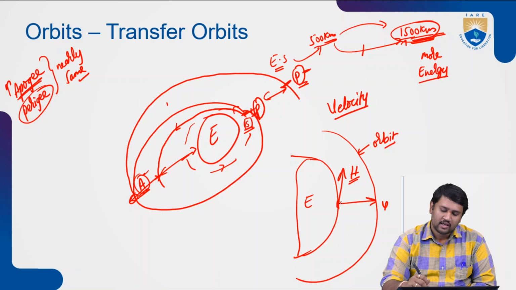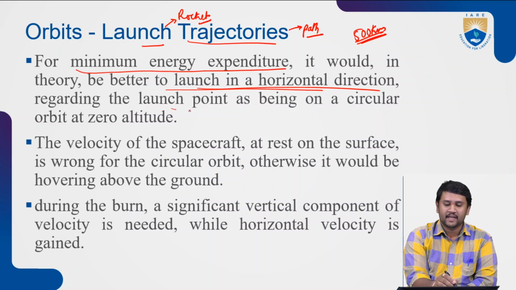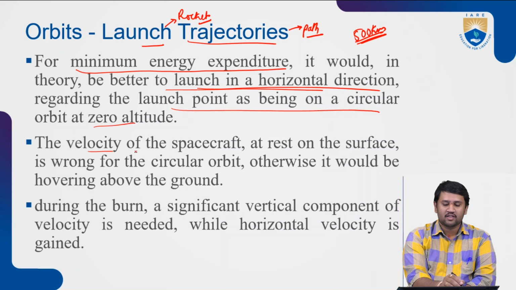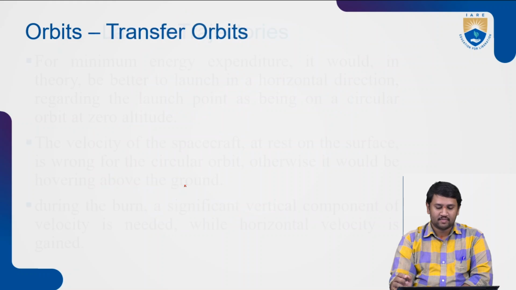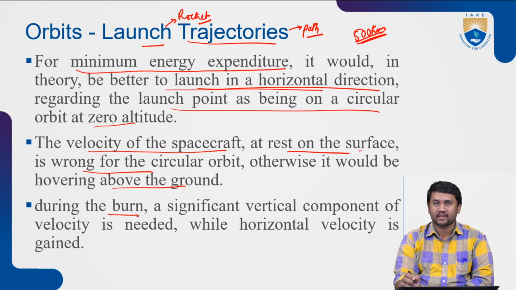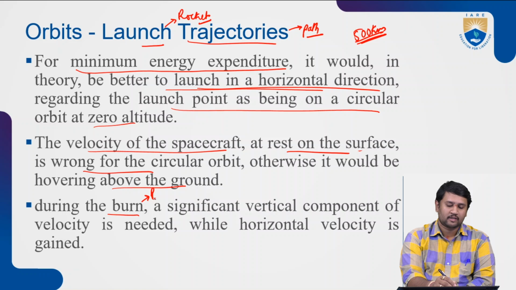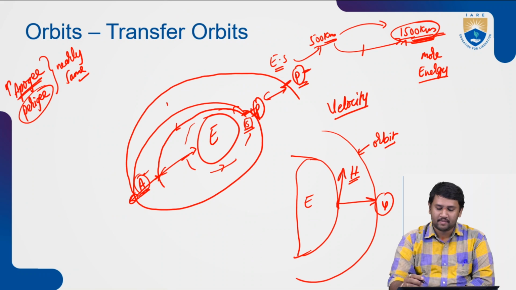Now, in this case, what happens? Rather than launching it horizontally, the launch point being on a circular orbit at zero altitude, the velocity of the spacecraft at rest on a surface is wrong for a circular orbit because it would be hovering above the ground. Now, during a burn, particularly a rocket burn, significant vertical component of velocity is needed, as well as horizontal velocity gained. Let me explain. You need energy to be increased along V as well as along H, right?